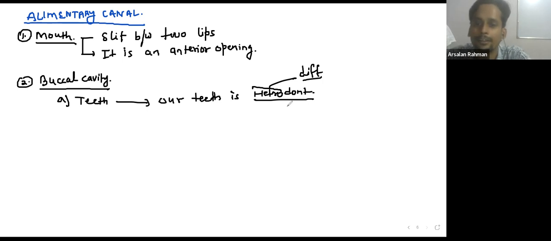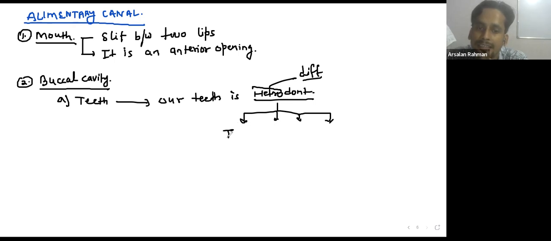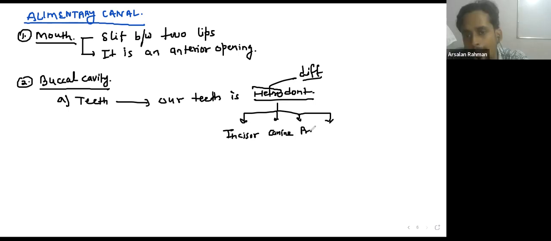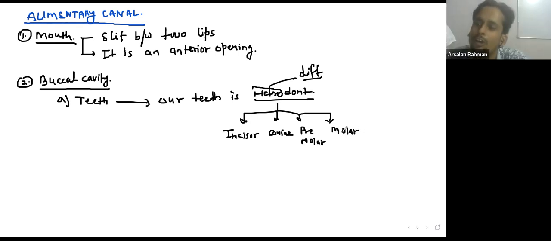In small classes we used to remember these kinds of things. There are four kinds of teeth. The first one is incisor, canine, premolar, and molar. I will not write down the individual function of each one of these.